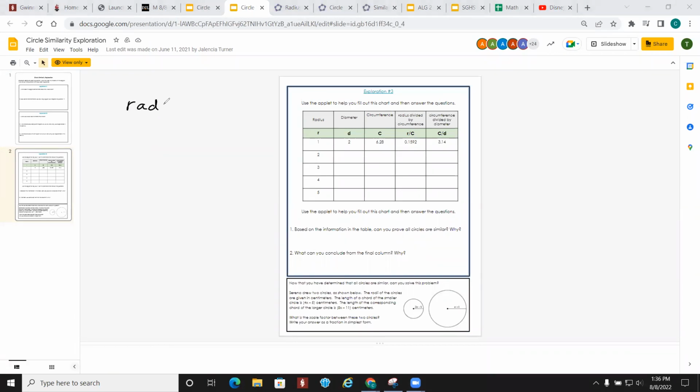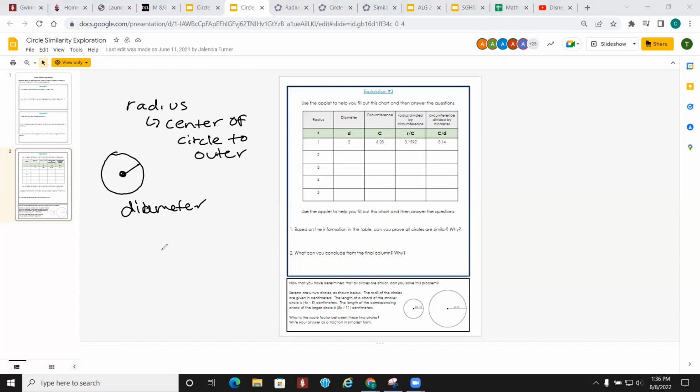What's a radius? Radius is the distance from the center of the circle to the outer edge. Or for those of you who are visual learners, it looks like that. What about a diameter? Through the middle of the circle, straight through, or 2 times the radius, right?